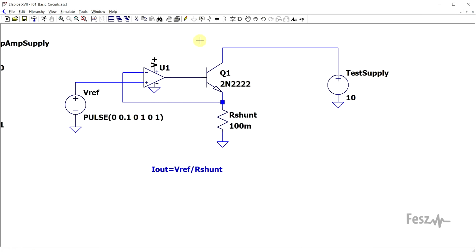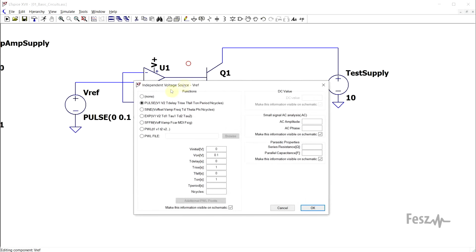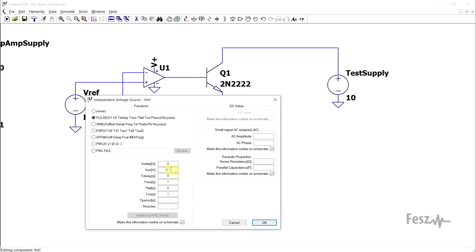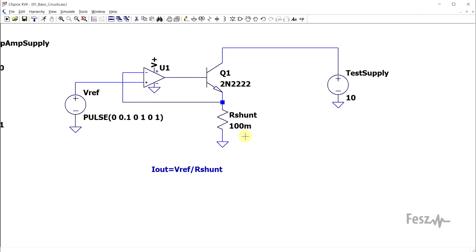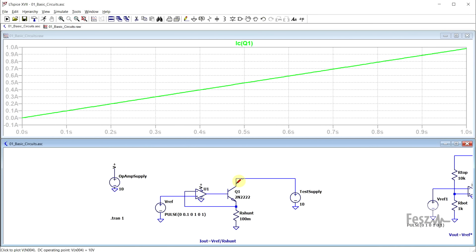So starting off with the constant current source, the way in which you set the current is by matching the voltage drop that is occurring on the shunt resistor with the voltage coming out of your reference. In this case, for the reference, I used a voltage pulse that goes from 0 to 0.1 volts. So this, combined with the 100 milliohm shunt, should equal a maximum current of 1 ampere. So if we run and check this, and we look at the current running through our circuit, this is indeed what happens. We start off at around 0 amperes and finish at around 1 ampere.